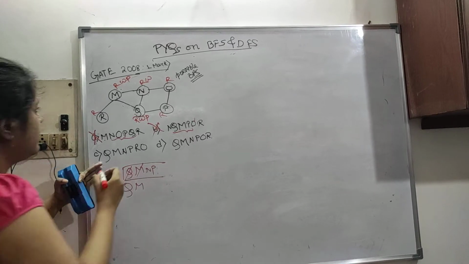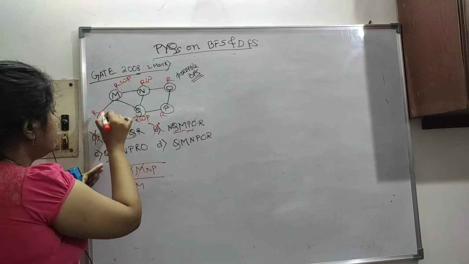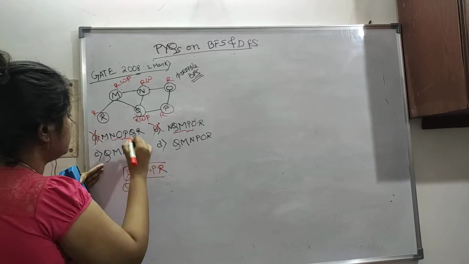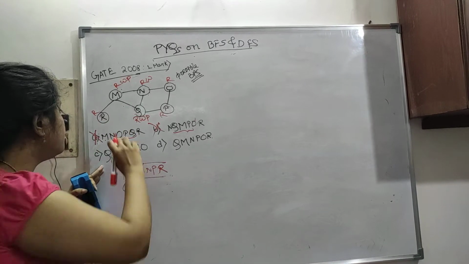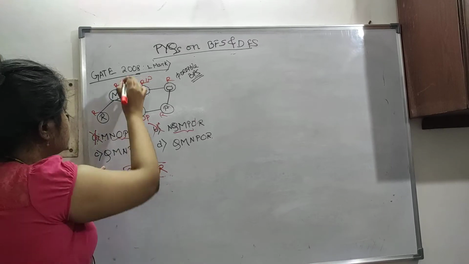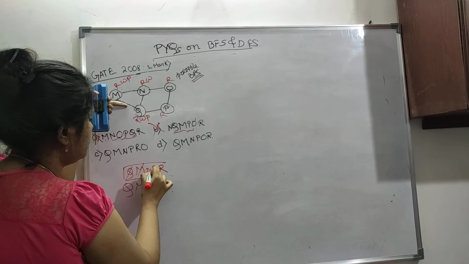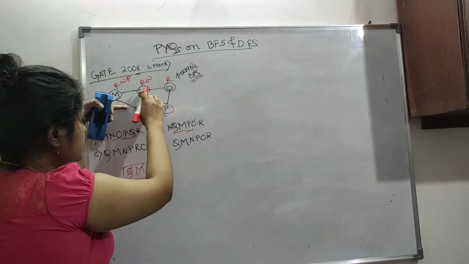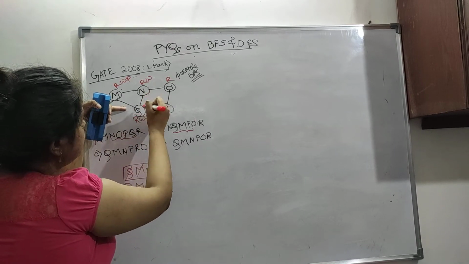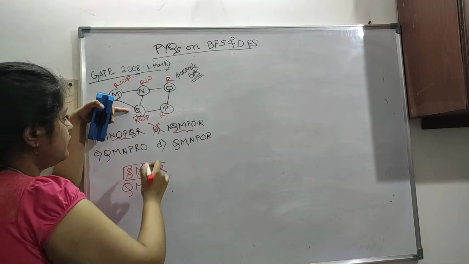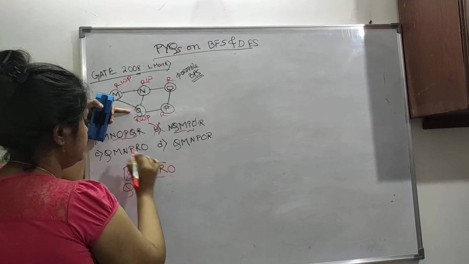So now M is processed, so R is put in our Q, since it is adjacent to M. So M is also processed. Now N is our waiting state. Now see, adjacent to this but not already in the Q is O. So this is basically correct.